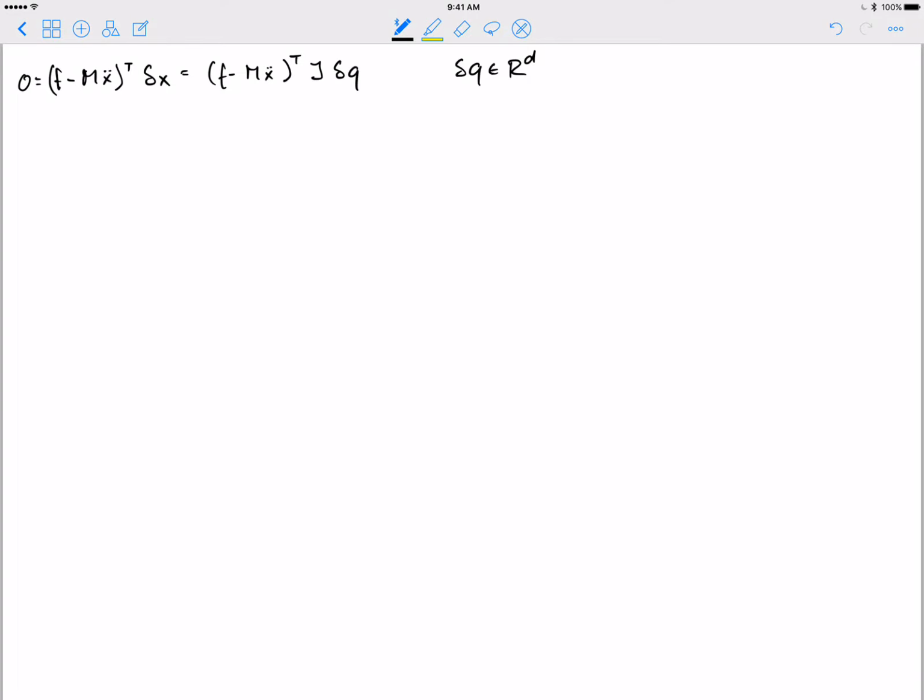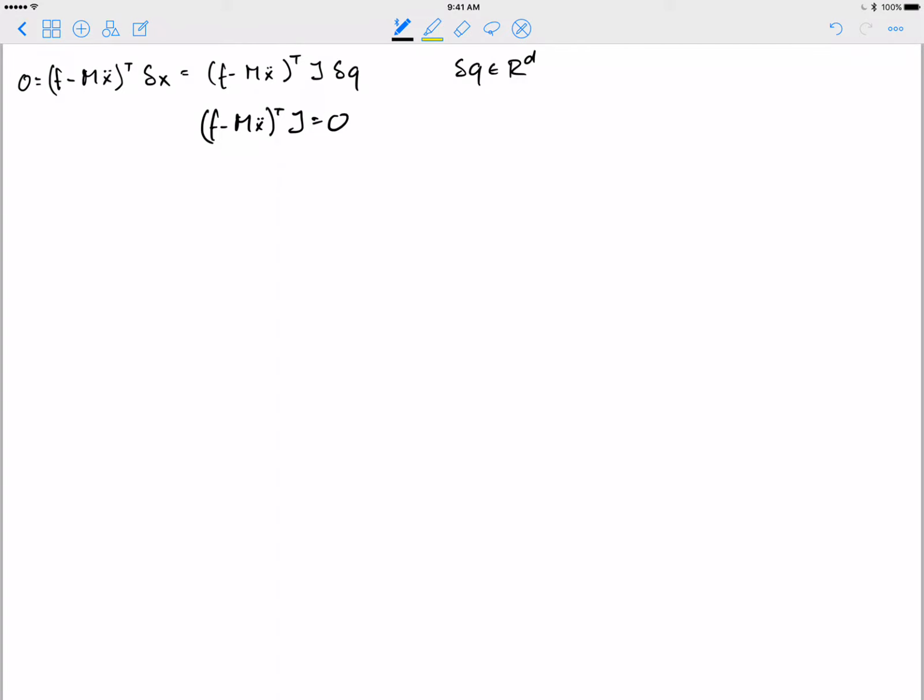If my generalized coordinates are good, meaning that any delta q is a valid virtual displacement in the generalized coordinates, and by good I mean there are no bugs, no dependencies between the generalized coordinates so that they would not be independent, then you can apply the same reasoning as before. Every delta q is valid, so I can plug in all of the d standard basis vectors of the Euclidean space R^d. And what do I get? Of course, (f minus m x double dot) transpose J equals 0.